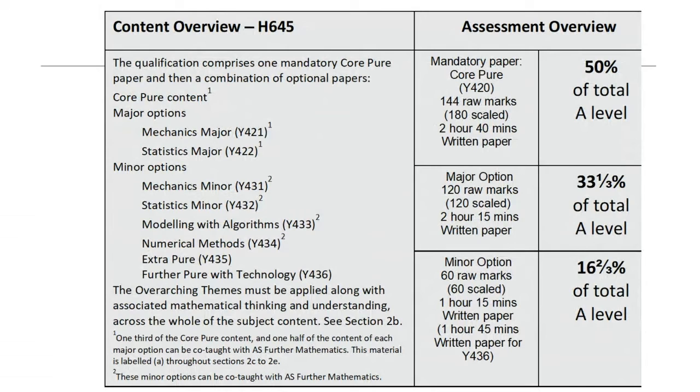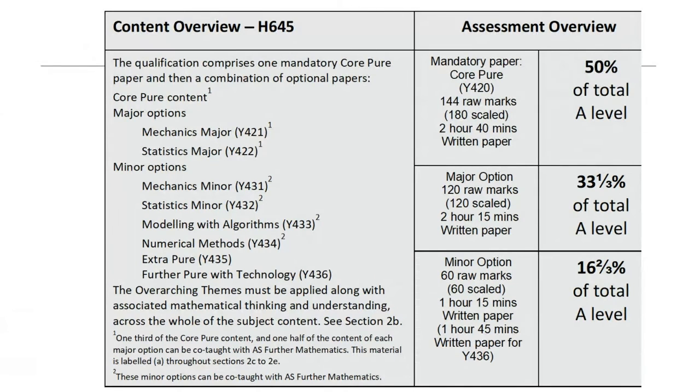The A-level structure is slightly more complicated to allow maximum flexibility for schools and colleges and students. There's a compulsory paper, a core pure paper, that's worth 50% of the marks. And then you can take mechanics in one of 2 ways within A-level further maths. You can take it as a major option worth 1/3 of the A-level, and then you'd have to choose a minor option to go with it, not mechanics, but any of the others.